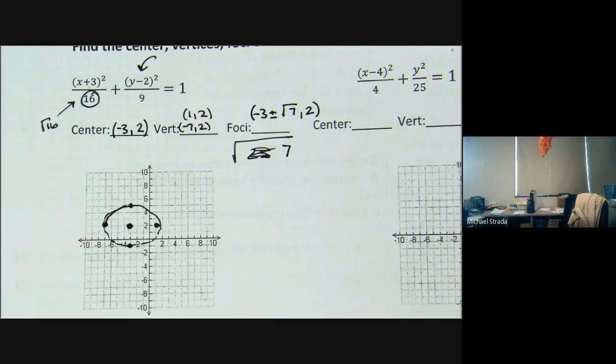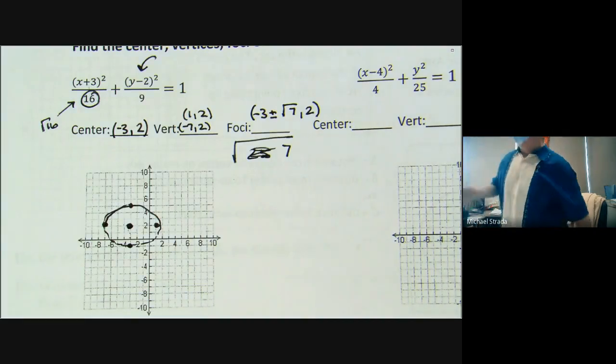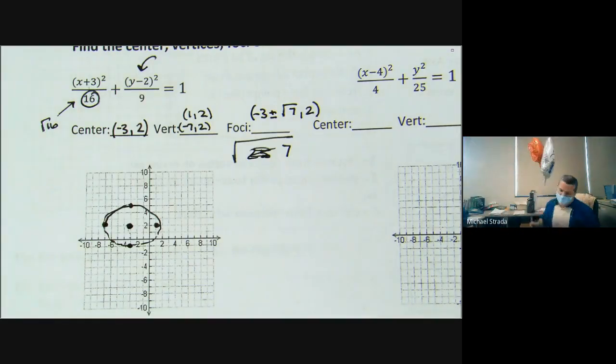What? Square root of 7 over 2? No, just negative 3 plus minus square root of 7 comma 2, because there's 2 of them. All right, the negative 3 plus minus root 7 involves 2 points, one with the plus, one with the minus.